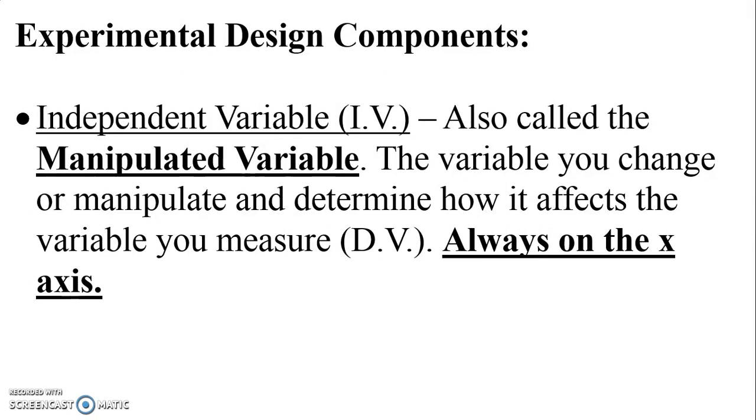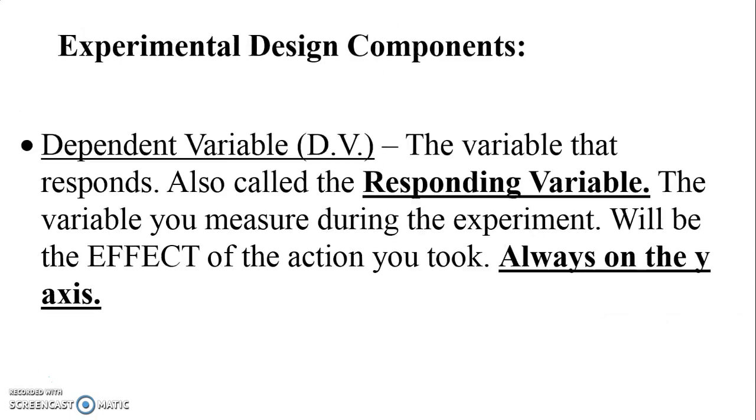You only change one variable. If I change how much light and how much water, then I really don't know what's making the connection with the plant and get it to grow higher or lower. So I want to limit the independent variable to one variable only. Then we get the dependent variable. The variable that responds, also called a responding variable. The variable you measure. That's the key word. You're going to measure this.